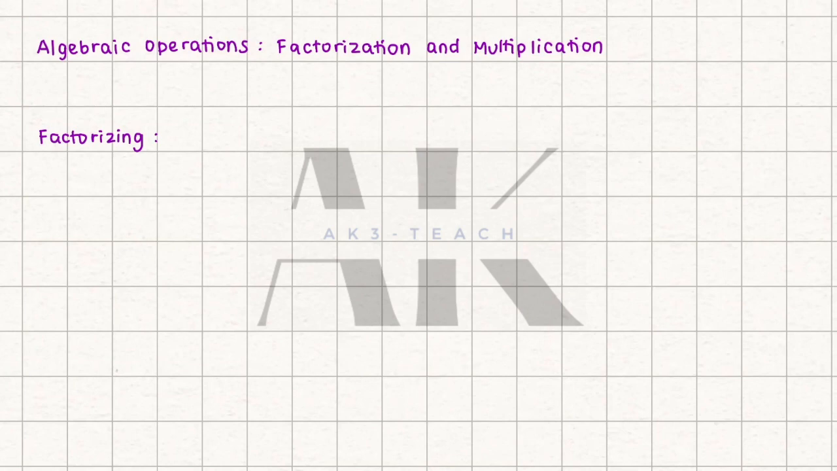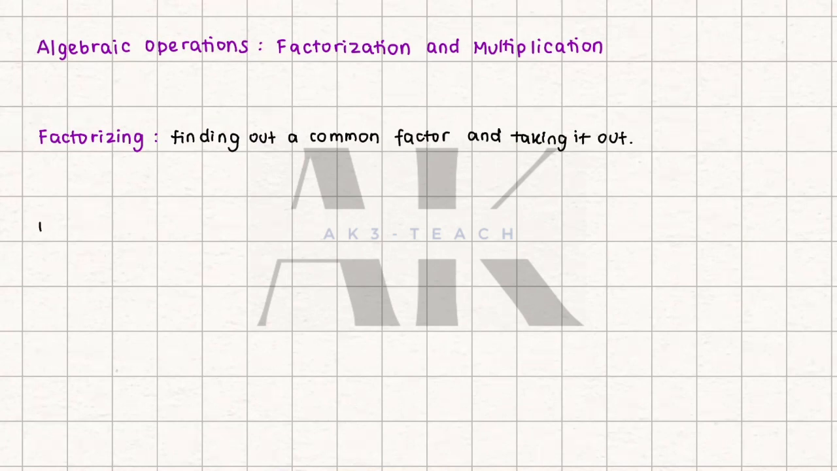Factorizing, in the most common or lay term I can imagine, is finding out a common term or a common factor, a common part in each term, and taking it out. So simply we're trying to find what's common in each term, and then we're going to separate it from the rest. We're going to see some simple examples that you're probably already learning at some point.